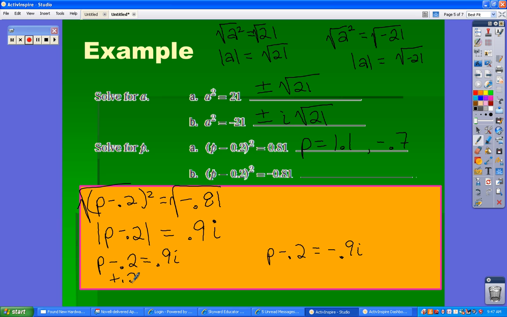So we solve this. And here's the tricky part. Numbers go with numbers, x's go with x's. You guys know that from your basic algebra days. But the same is true with imaginary numbers. So my first answer is going to be p equals 0.9i plus 0.2. Add 0.2 here. And my next answer is going to be p equals negative 0.9i plus 0.2. You cannot combine real numbers and imaginary numbers. They're not like terms.